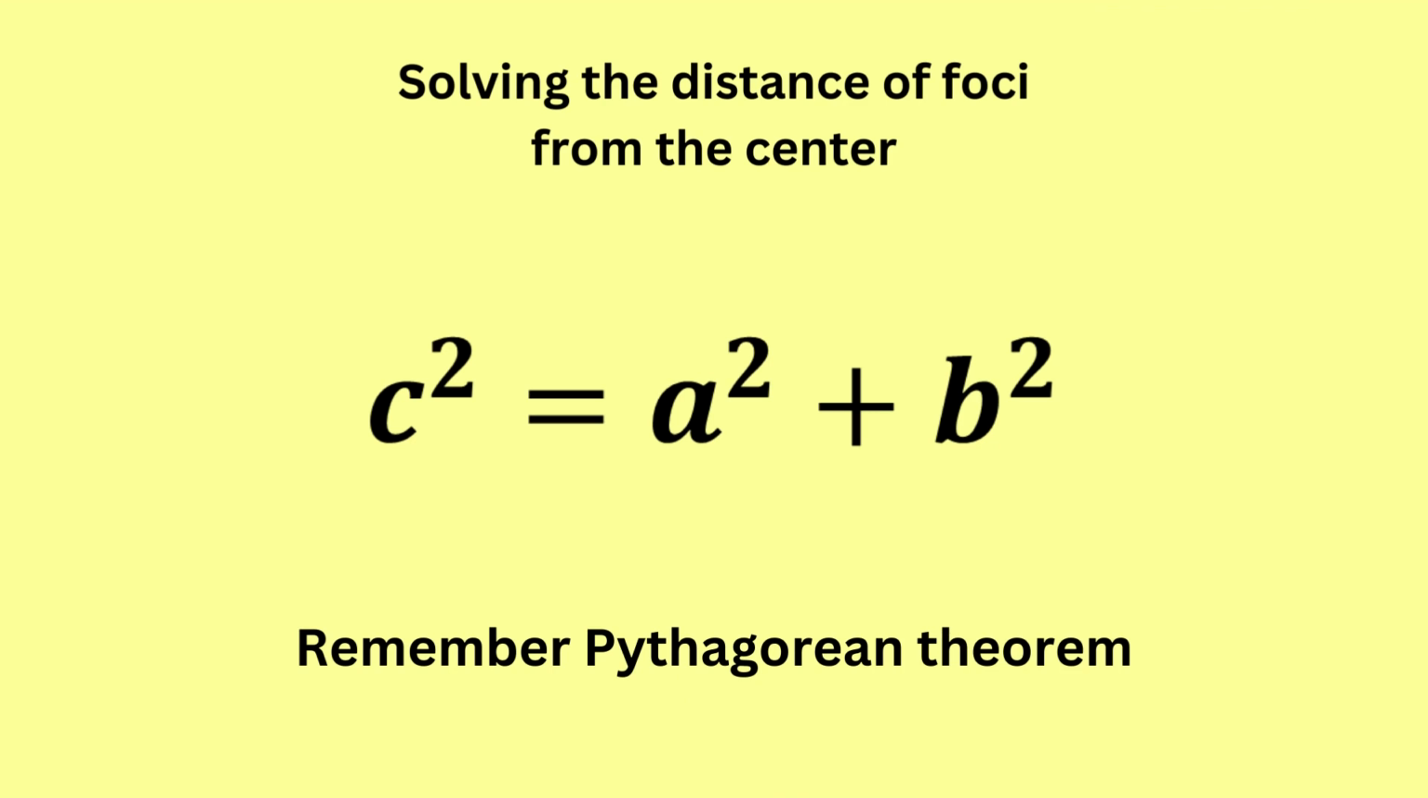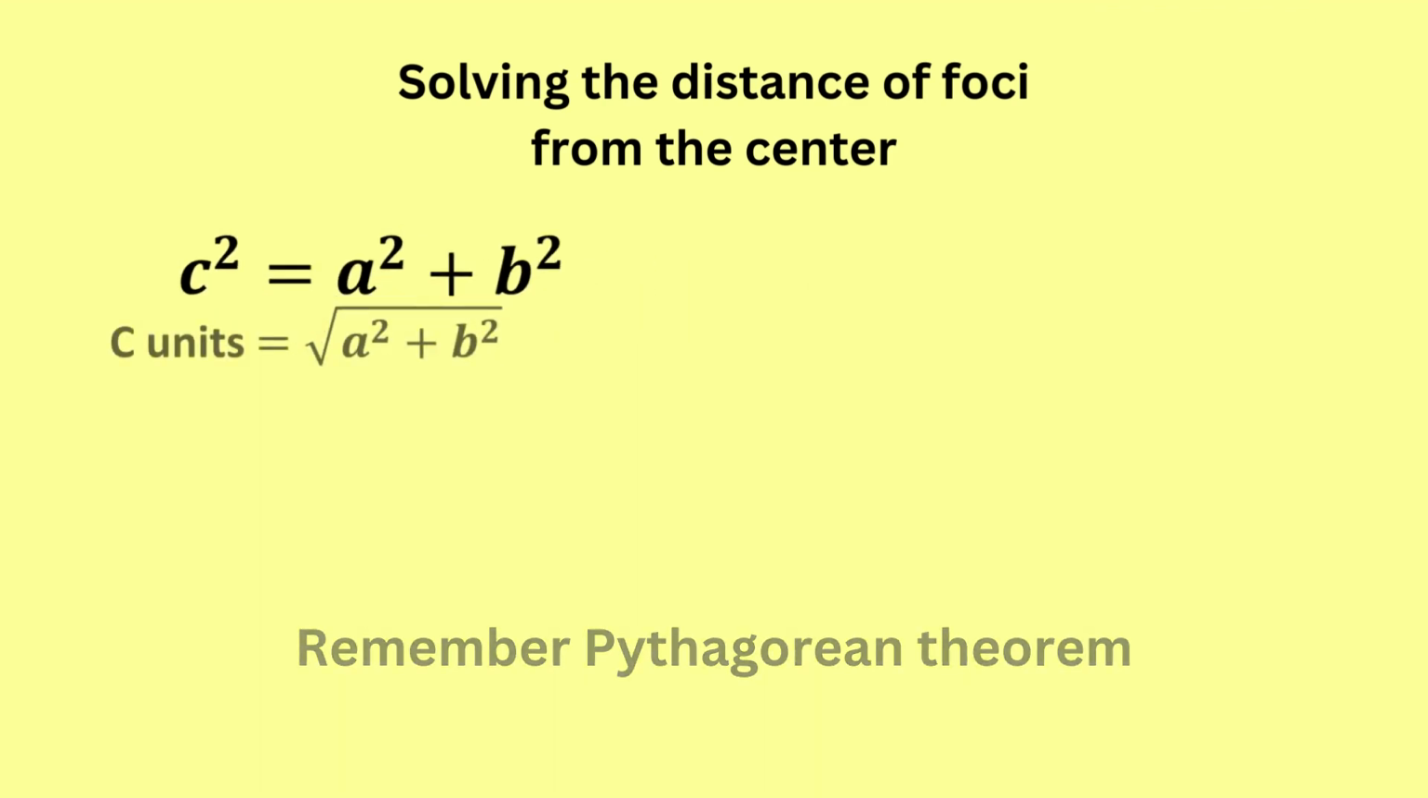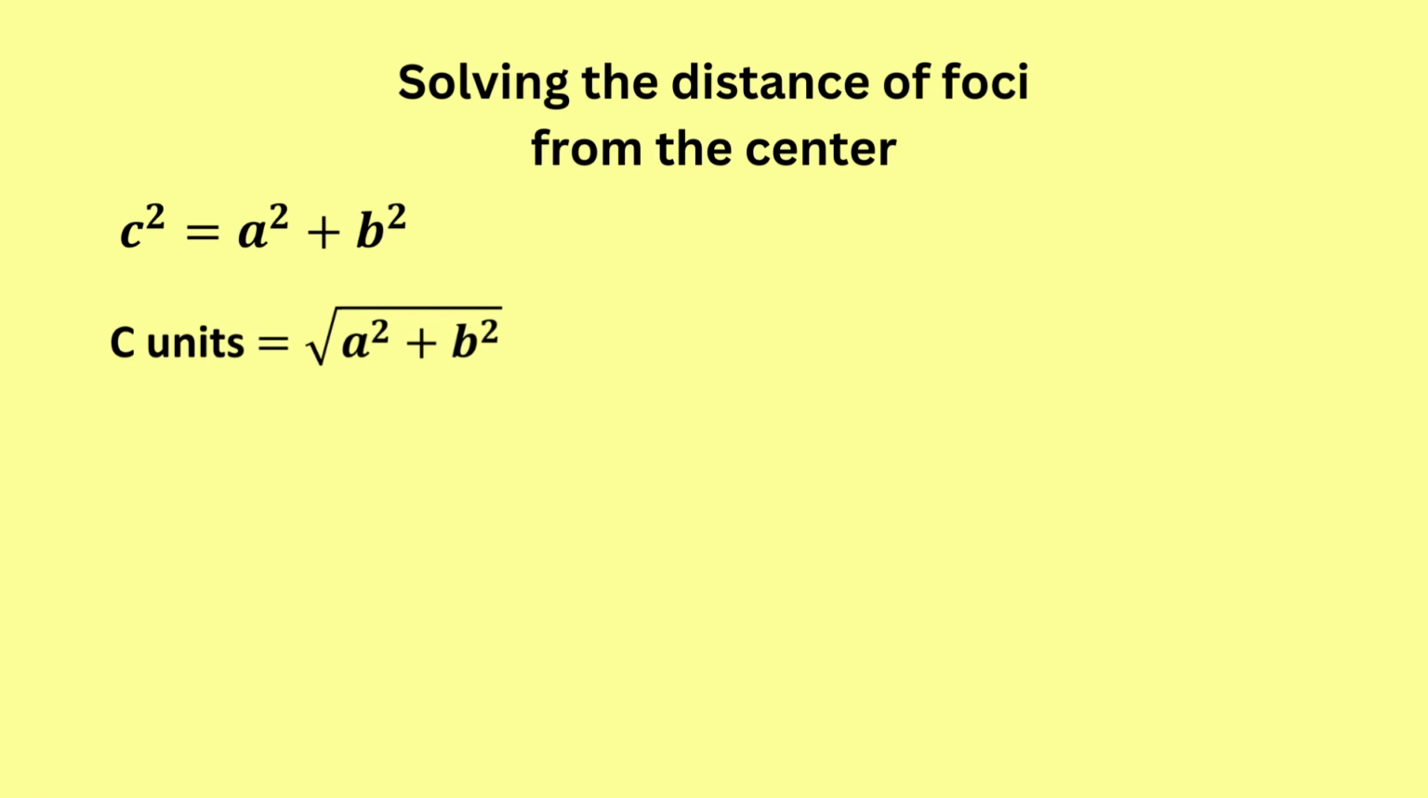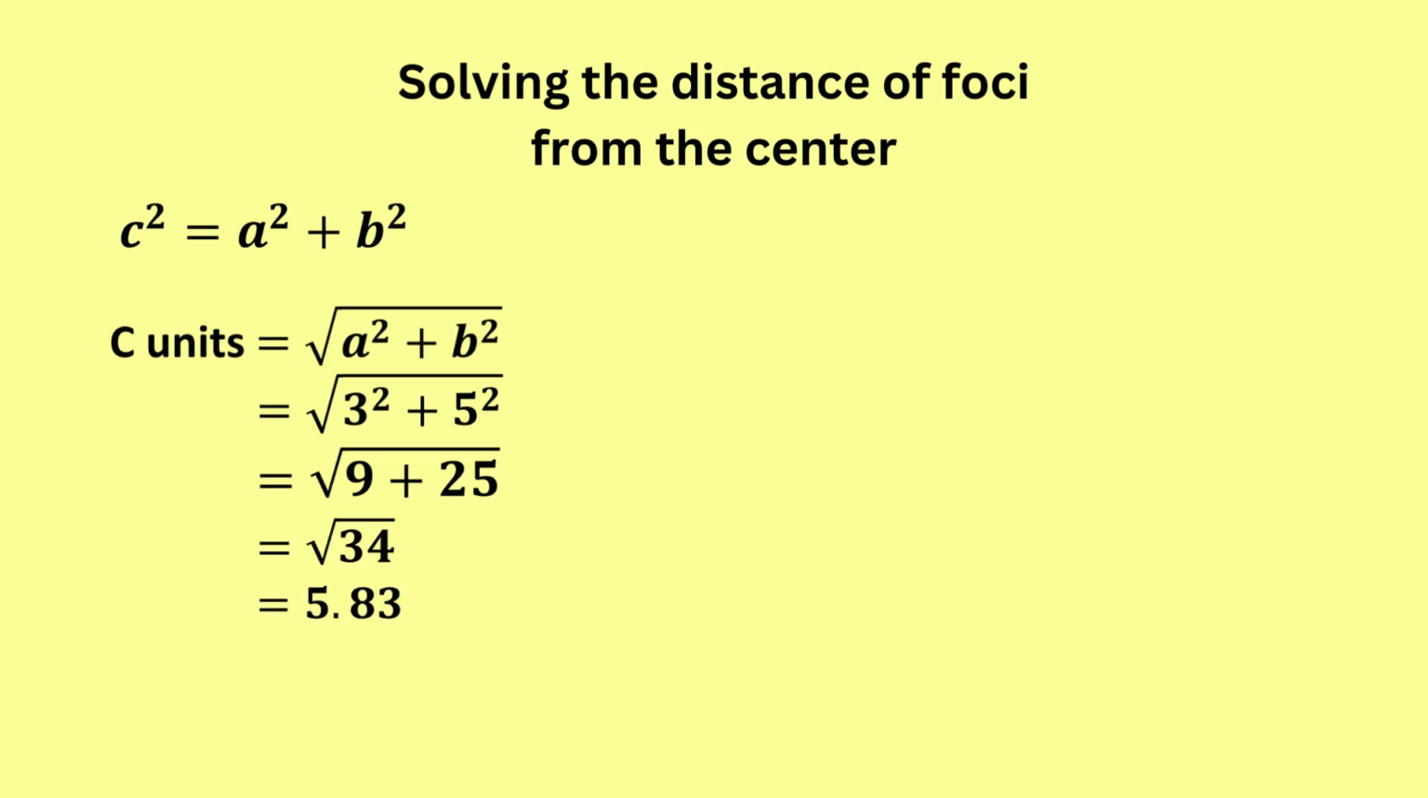Now, we solve the distance from the center to the foci, where c units is equal to the square root of a squared plus b squared. We know that a squared is 9 while b squared is 25. Substituting the values, c is equal to the square root of 9 plus 25, which is 5.83 inches. We rounded up that 5.83 inches to a whole number so we can easily plot it in the next step, giving us c as 6 inches.